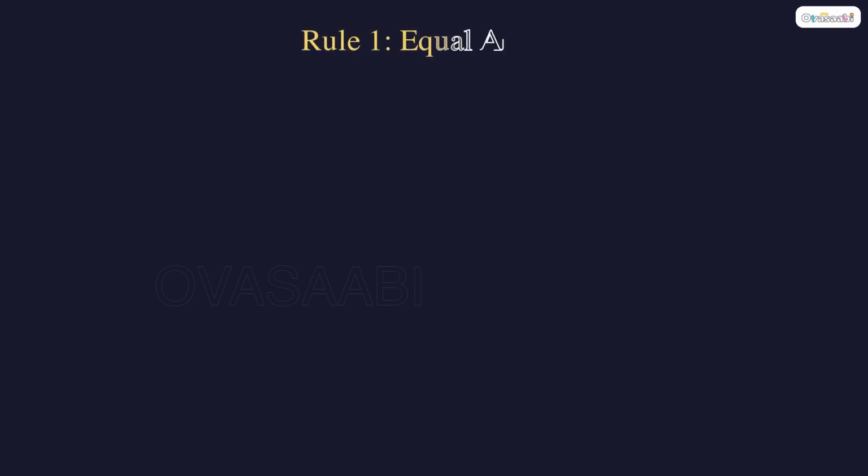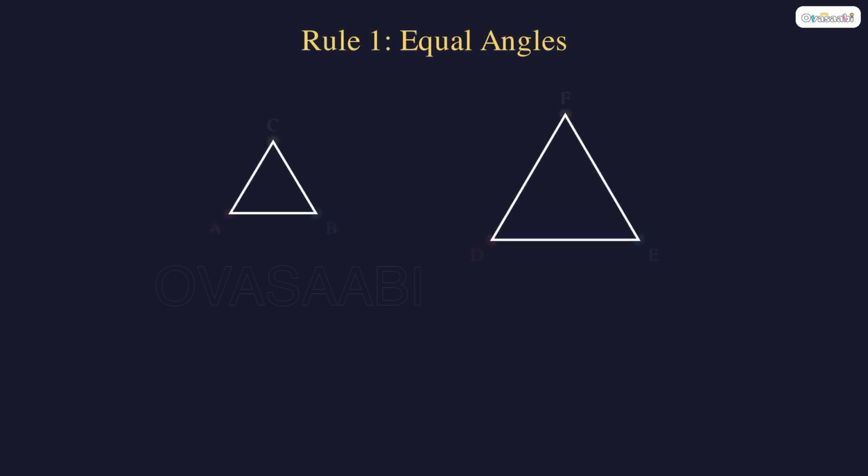Rule 1. All matching angles must be equal. If angle A equals angle D, angle B equals angle E, and angle C equals angle F, the shapes could be similar.